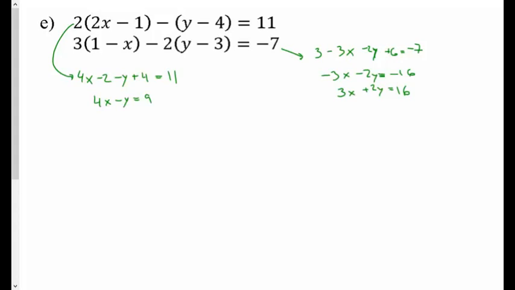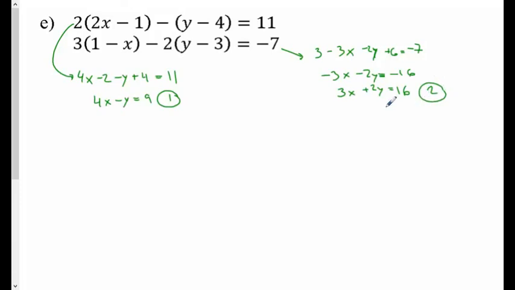These were the equations that I got. From the first equation, I got 4x minus y equals 9. Let's call that equation 1. Over here, I ended up with negative 3x minus 2y equals negative 16. So I just made everything positive instead of having everything being negative. Let's call that equation 2.